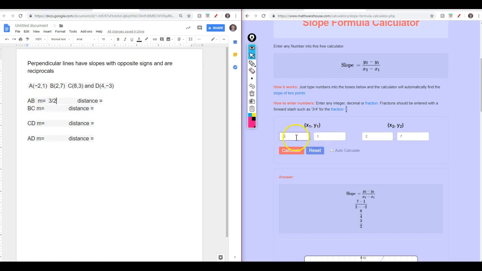Then segment BC, we had 2, 7 already, so this is going to be 8, 3. This is -2/3. And then segment CD is going to be 4, -3. This is 3/2. And then segment AD, point A goes in right there. We have D at 4, -3. So we calculate it, and this is going to be -2/3.